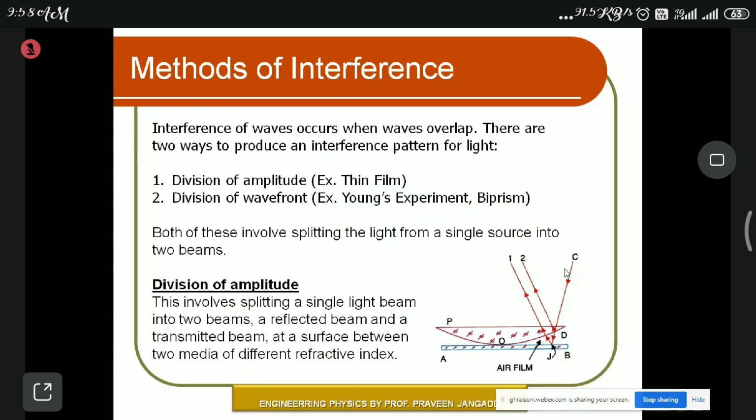In Young's experiment, what we did and why it is called division of wavefront: hopefully you can understand. In Young's experiment, what we consider is a point source, and the point source generates a spherical wavefront.